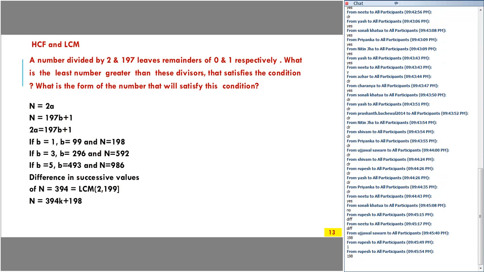What gets added up? LCM of 2 and 197, or not? So 394k plus 180. How many are clear with this?